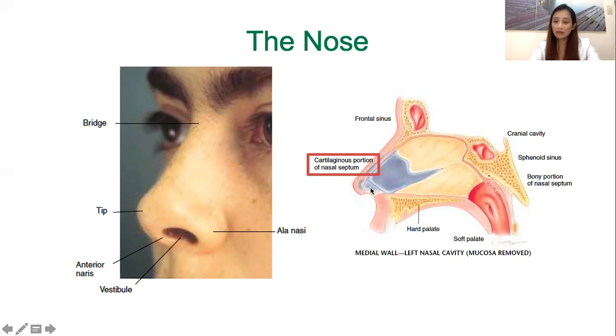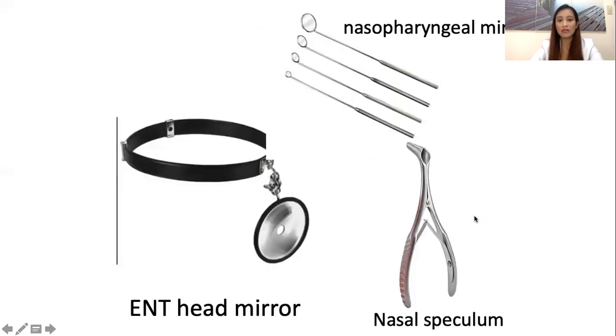Now, if you want to examine this part of your nasopharynx, it's actually possible to do a physical examination, but you will need special instruments. These are the instruments that our ENT colleagues use. You have your ENT head mirror, your nasopharyngeal mirror, and your nasal speculum.